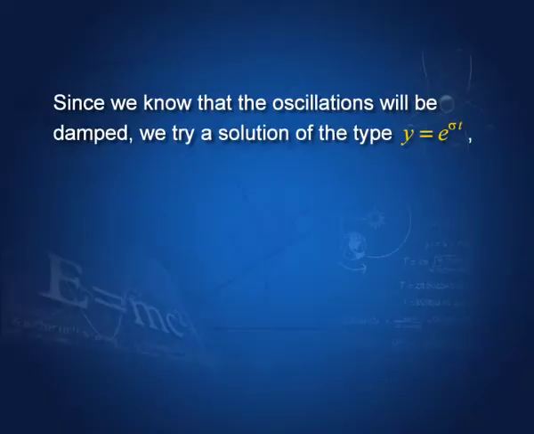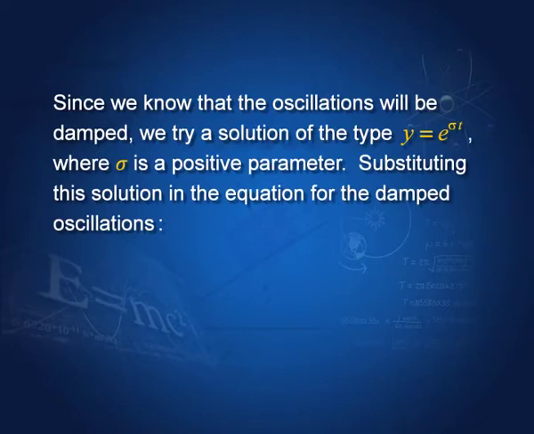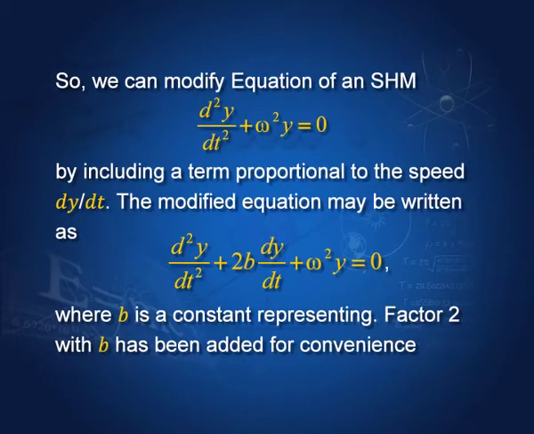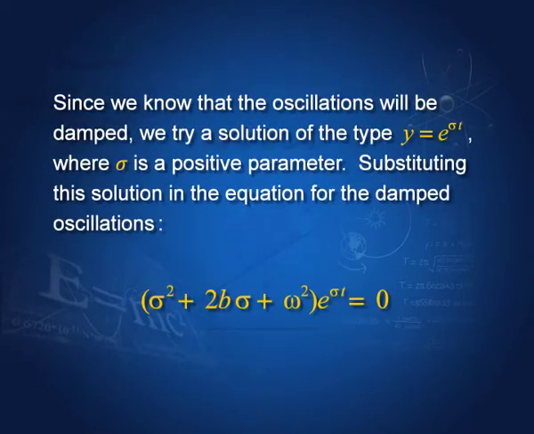Since we know that the oscillations will be damped, as we experience whenever there are frictional forces, we try a solution of the type y equal to e raised to power sigma t, where sigma is a positive parameter. We substitute this solution into the equation, and we get sigma squared plus 2b sigma plus omega squared, into e to the power sigma t, equal to 0. Now, e to the power sigma t obviously is not 0 because that is our solution. Therefore, from this equation we get this equal to 0, and this is a quadratic.